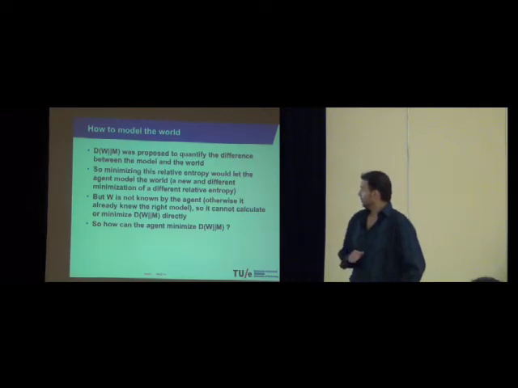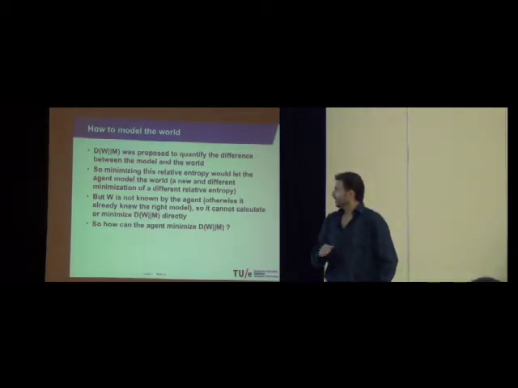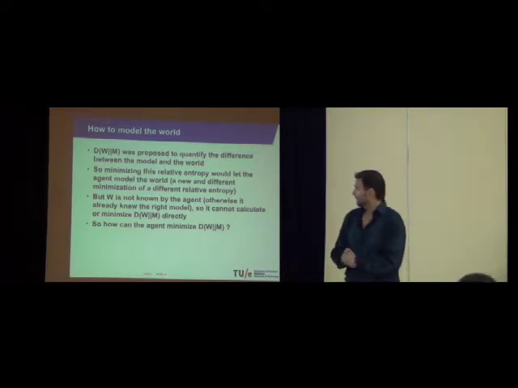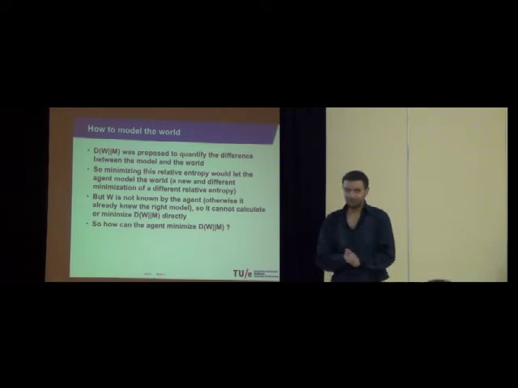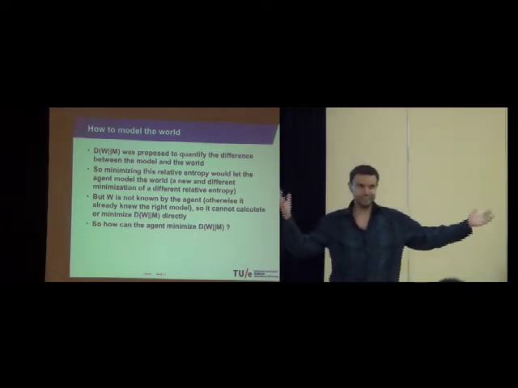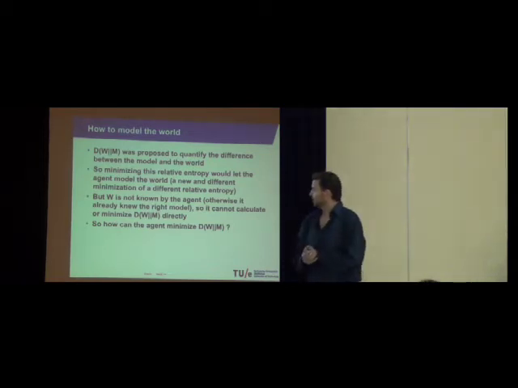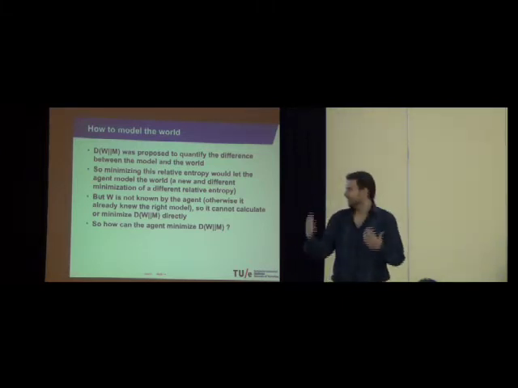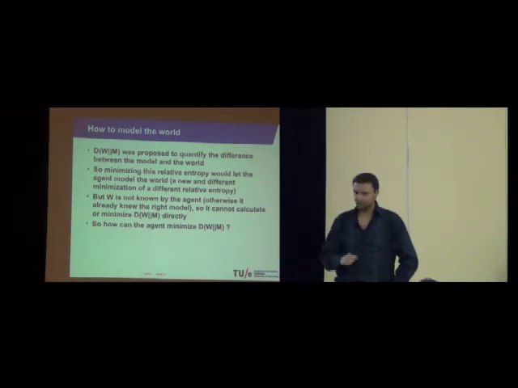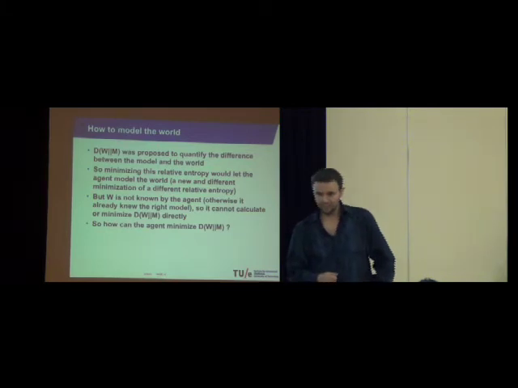So I propose this to design an agent that wants to model the world. My goal is to have the agent model the world, so this quantity has to be minimized. And how can you do that? Because if you think about W as the real world that the agent wants to model, then how does he have access to this? How can he minimize this quantity? Because if he knows what W is, then he already has the right model. So it cannot minimize it directly. So the question then is, how can the agent minimize this?